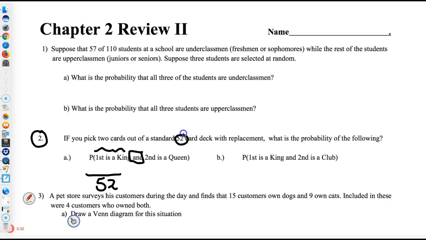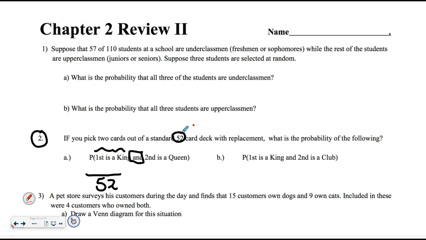So first of all, when we're doing the deck of cards, I'm putting a 52 on the bottom because the total always goes on the bottom for probability. This word "and" we've talked about a ton. You're going to see it a lot on your test. What does the word "and" mean? Multiply. So we're going to go put a little multiply there.